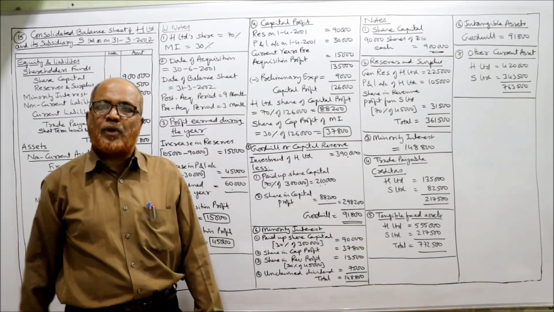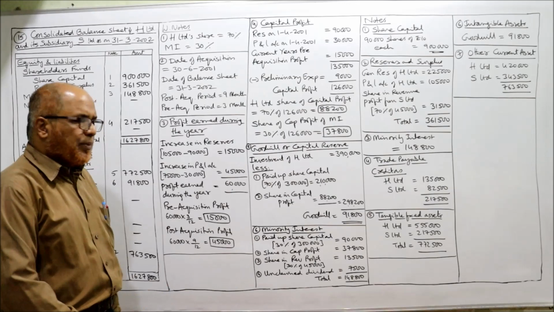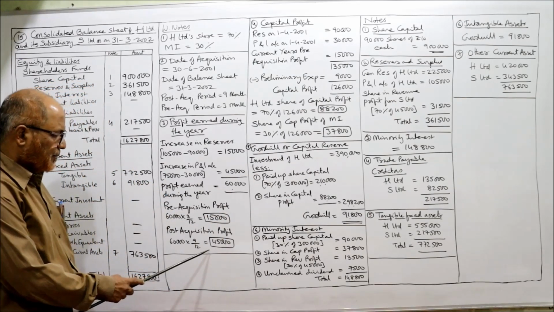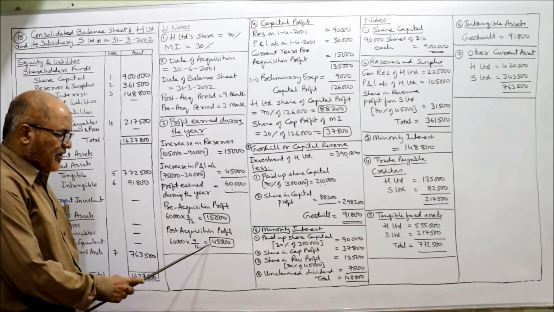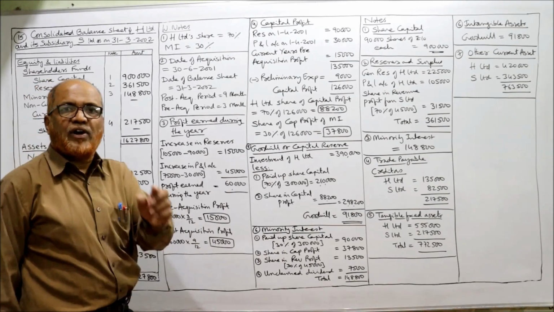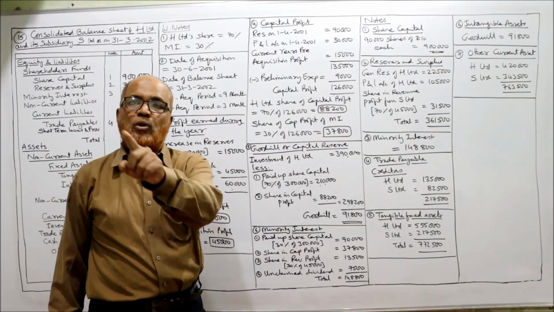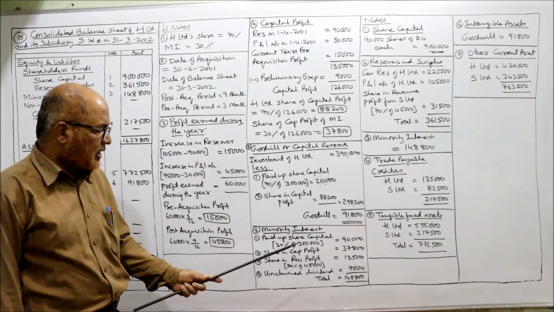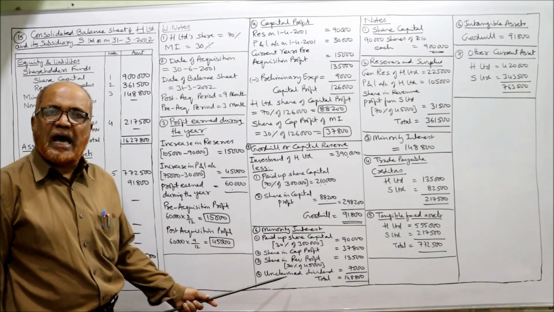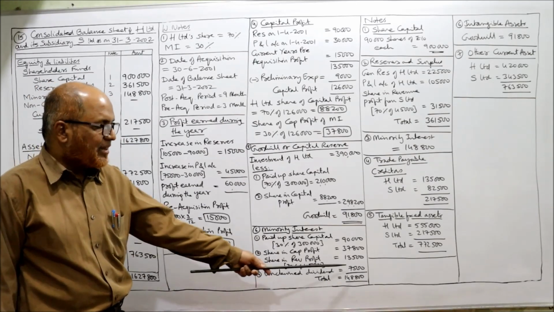Share in revenue profit. Revenue profit is 45,000. The profit after acquisition, here you have calculated. Post acquisition profit is the revenue profit. Post acquisition profit 45,000. 30% of 45,000 will go to minority interest. So 30% of 45,000, 13,500. Last one, unclaimed dividend, 7,500.